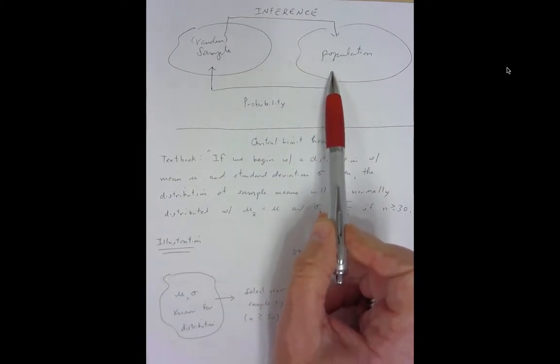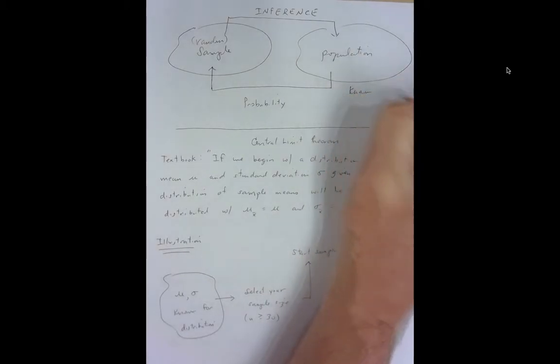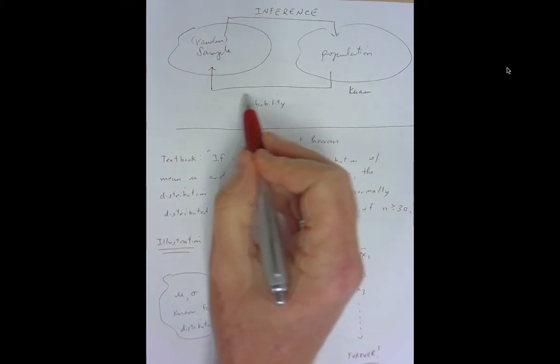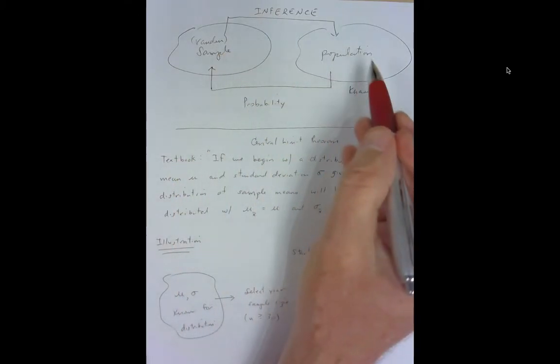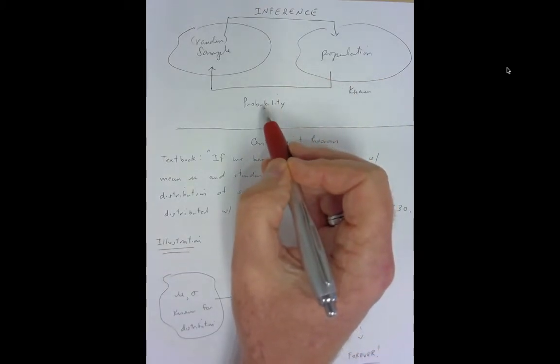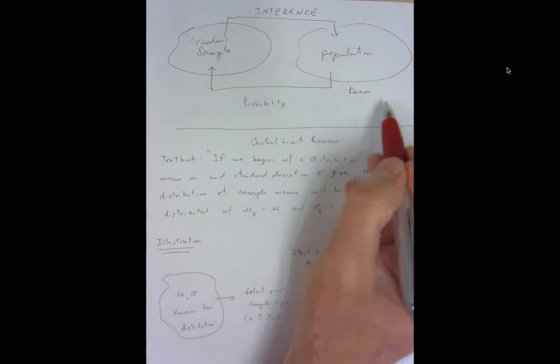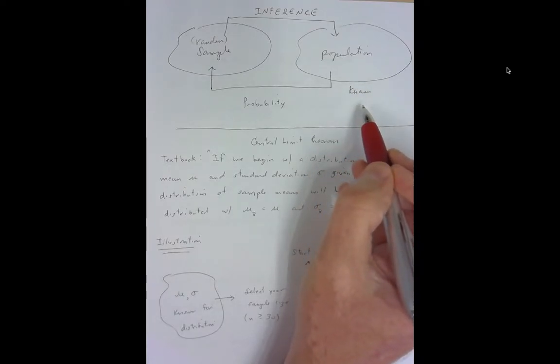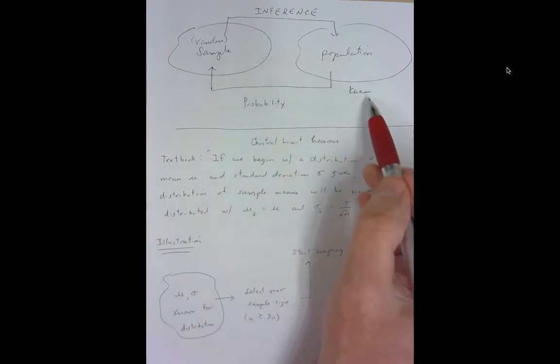So if I start with a population where the parameters are known, I can determine the likelihood of getting a particular sample from this population using probability. But I can only do that if I know my population, or I know the parameters of the population from which I'm actually collecting my sample.